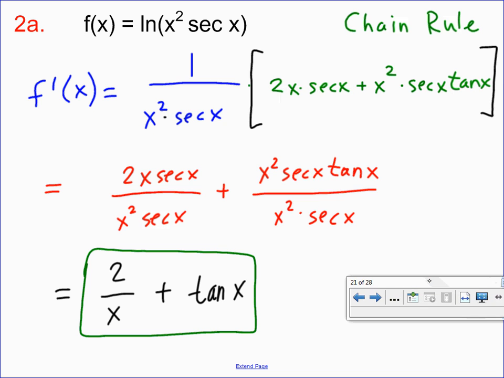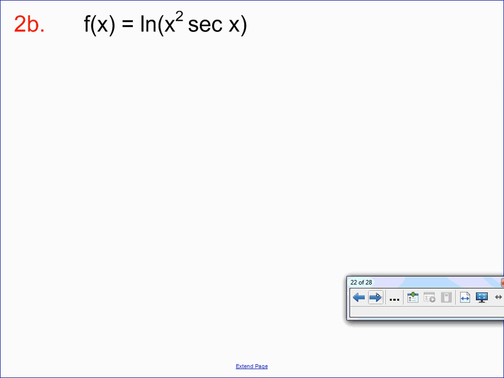So what are we going to do differently in B? You guessed it. Let's go ahead and use log properties, that is properties of logarithms, to rewrite. So we could go ahead and use log properties to rewrite. How could we utilize log properties to rewrite that logarithm?